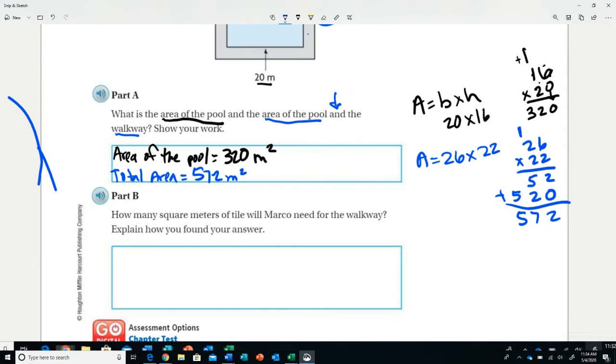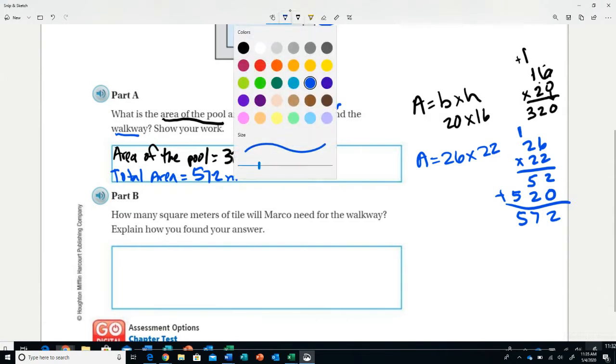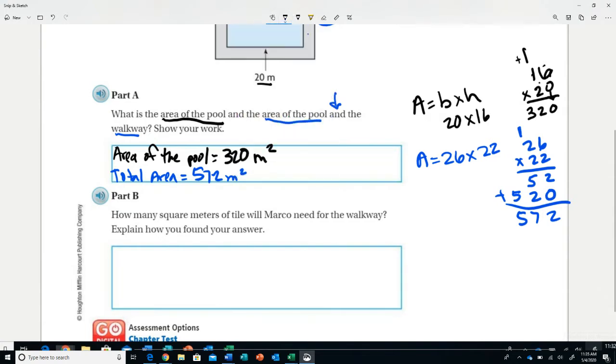How many square meters of tile will Marco need for the walkway? Explain how you found your answer. Now, I haven't said this in a while, but this is definitely a question of working smarter, not harder. So I have the total area of the entire place, walkway and pool, and I have the area of the pool itself. So if I simply subtract, I should get what's left over, which is exactly what I'm going to be doing.